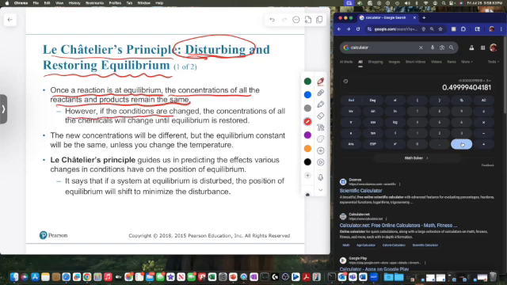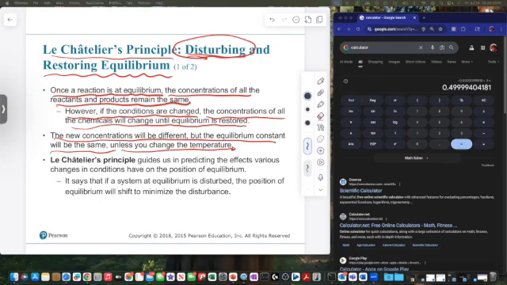However, if the conditions are changed by who? By us, the concentration of all the chemicals will change until equilibrium is restored, trying to restore or maintain status quo. The new concentrations will be different, but the equilibrium constant will be the same unless you change the temperature. So the equilibrium constants they've been giving us so far have been tied to temperature. Those constants were obtained when the reaction was done at that temperature. To change the constant for the same reaction, you have to change the temperature. That's what that's saying right here.